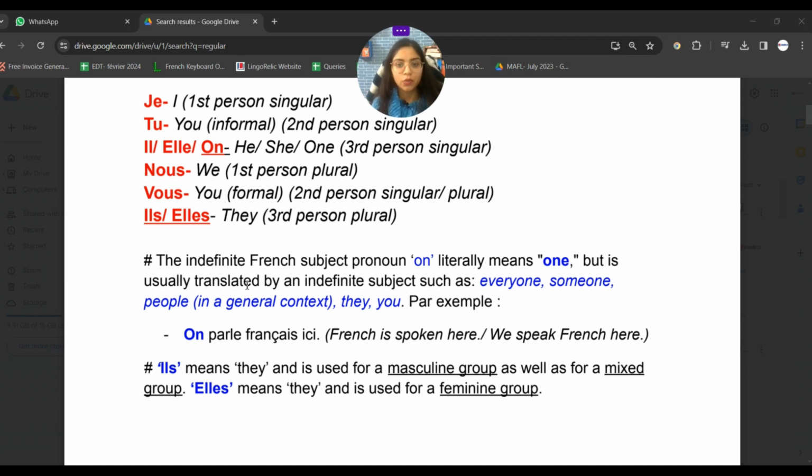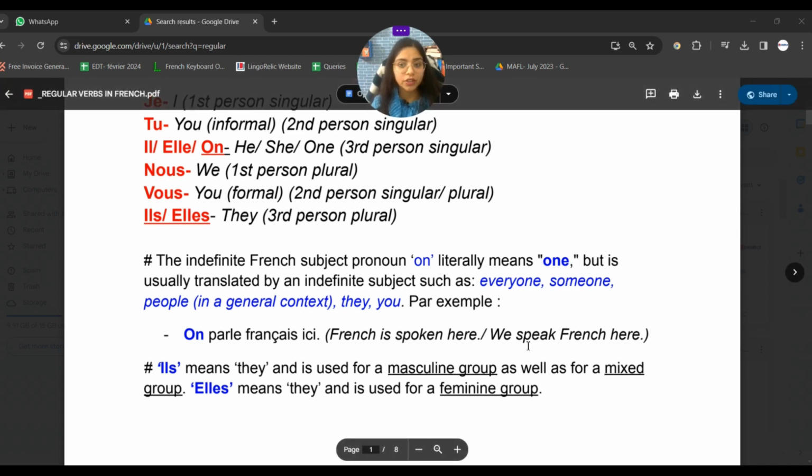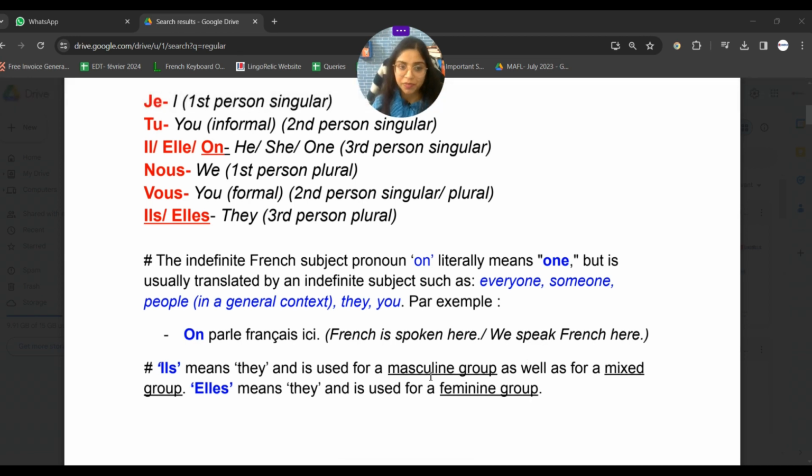And another way to use on is as a replacement for nous, when nous is a formal pronoun, whereas on is more of an informal way to say nous. So when you say on parle français ici, it means French is spoken here, or we speak French here. Another pronoun is ils, and one more is elles. Ils is for they when it is used for a masculine group or for a mixed group. That means when there are males and females both. Whereas elles is used only for feminine groups.